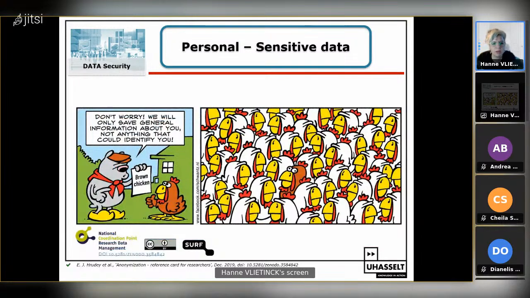Then we have here an example. If you take a look at this picture, it's a little bit of a comic. Don't worry, we will only save general information about you, not anything that could identify you. You see the group, one brown chicken, and on the paper is brown chicken. Just to give you an example of how quickly it can be de-identified.